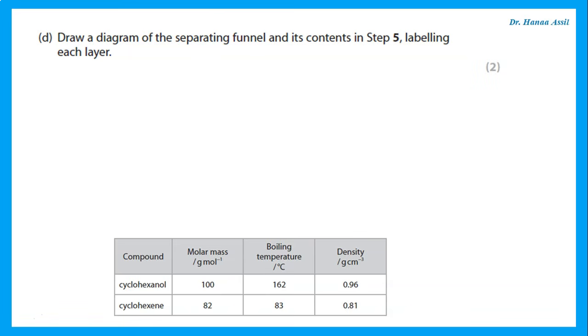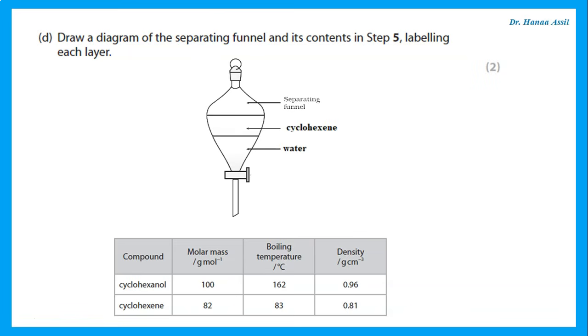So if I have an organic layer like cyclohexene and water, first of all, we need to look at the density to see which one is above the other. So what is the density of cyclohexene? It's 0.81. What about water? You should know that the density of water is 1. So cyclohexene has lower density. So in the separating funnel, the cyclohexene layer floats on top of the water.